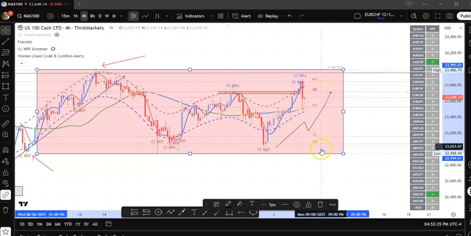When you look at Vinnie's Cheat Code system, there's many things going on. There's this blue dotted line at the bottom. There's this red dotted line at the top. These are considered Bollinger Bands. If you don't know what a Bollinger Band is, you can go ahead and go to babypips.com and find out what it is. It's important to know what that is.